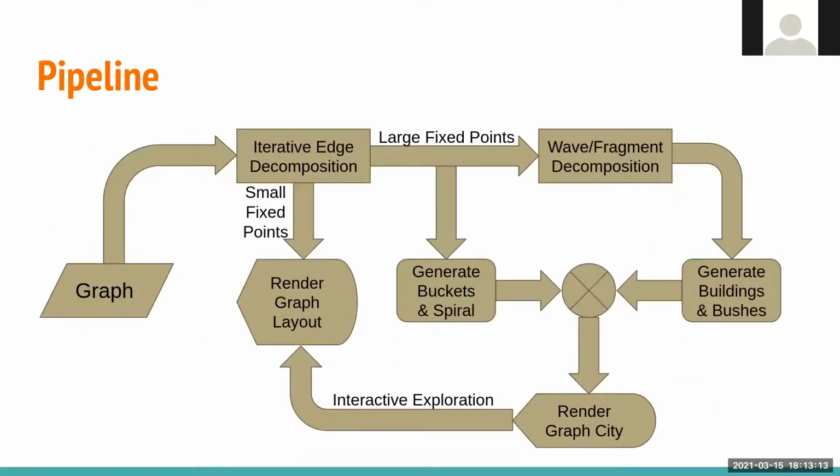In summary, we take as input a large graph. We use the iterative edge core decomposition to decompose the graph into fixed points, and then further decompose the large fixed points using the wave decomposition. We group together similarly sized fixed points and map the output of these decompositions into a city metaphor of buildings and bushes. The city is rendered as part of an interactive interface which allows the user to select buildings and explore their local substructure.